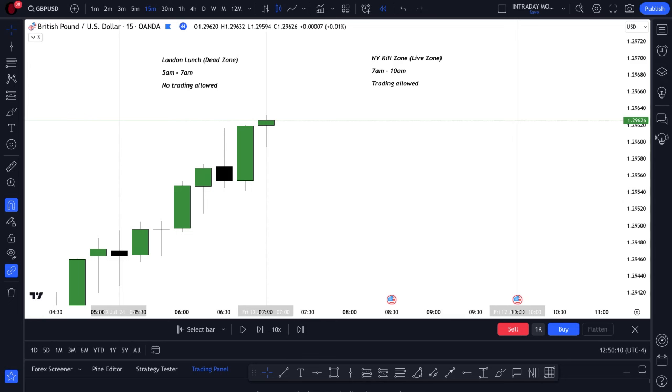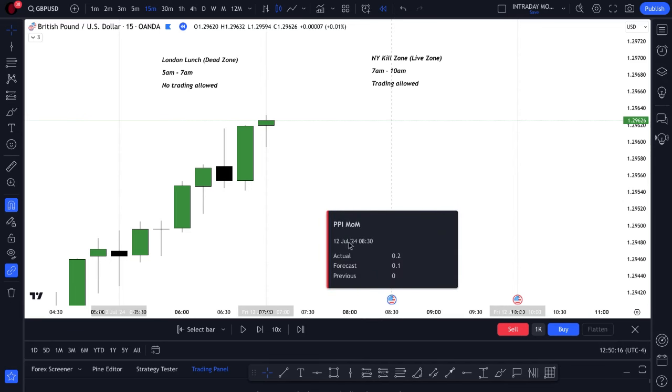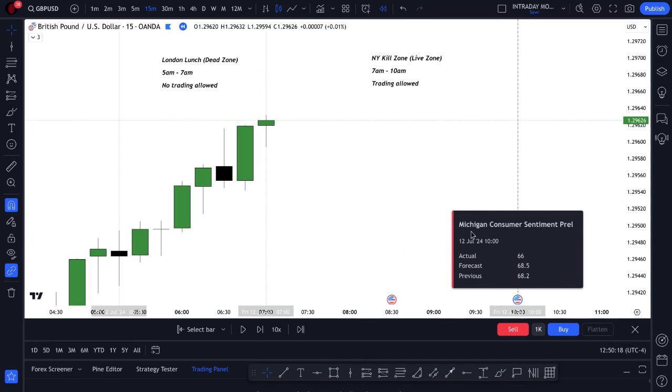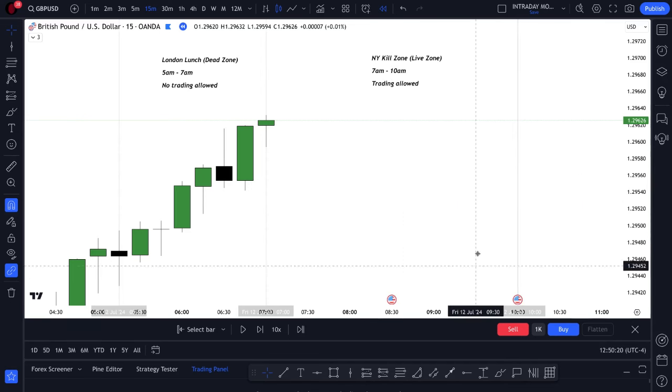Here we're looking at British pound versus US dollar. We're going to look at some of the framework. As you can see, we have a news event here. TradingView is showing us here at 8:30, the PPI. And then also at 10, we have the Michigan consumer sentiment. So the fact is that there is a news event during this New York kill zone. And how we would trade this is by following these steps here.